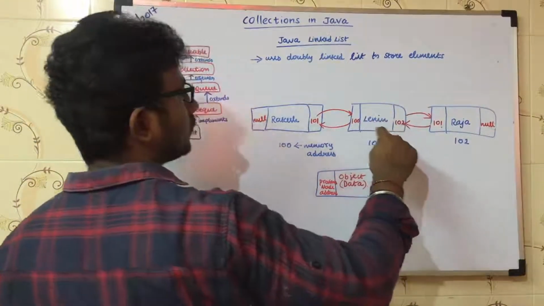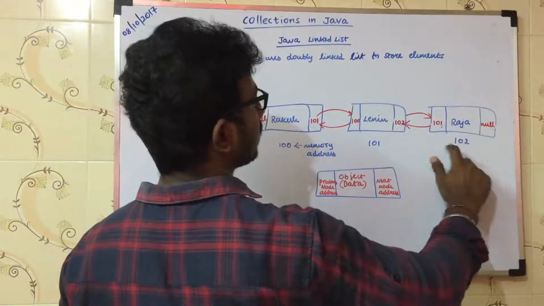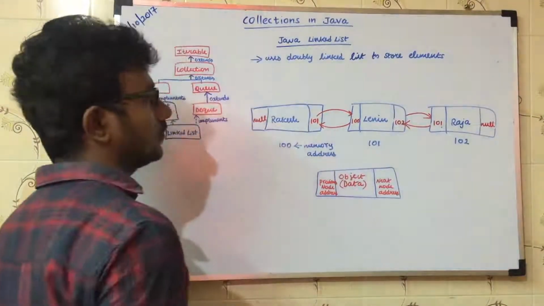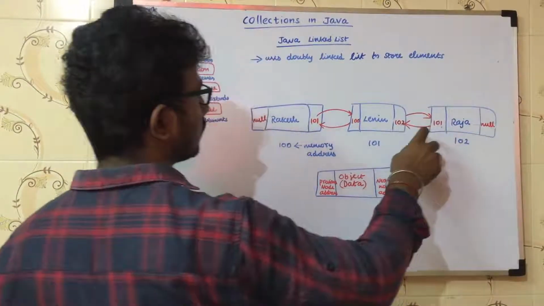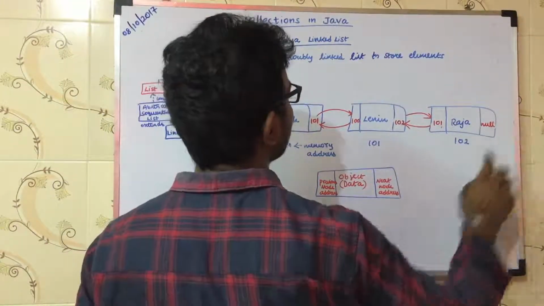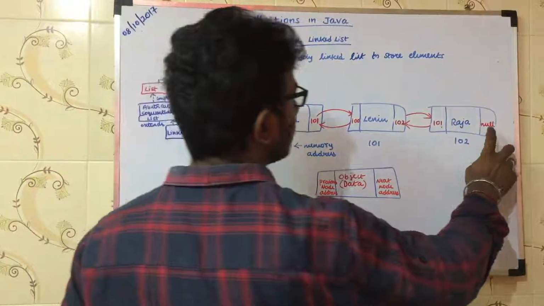The next node for Lenny will be Raja. The Raja address is 102, so 102 will be here. When we talk about the Raja node, the previous node address is 101, so 101 will be here. There are no next nodes, so the address will be null.